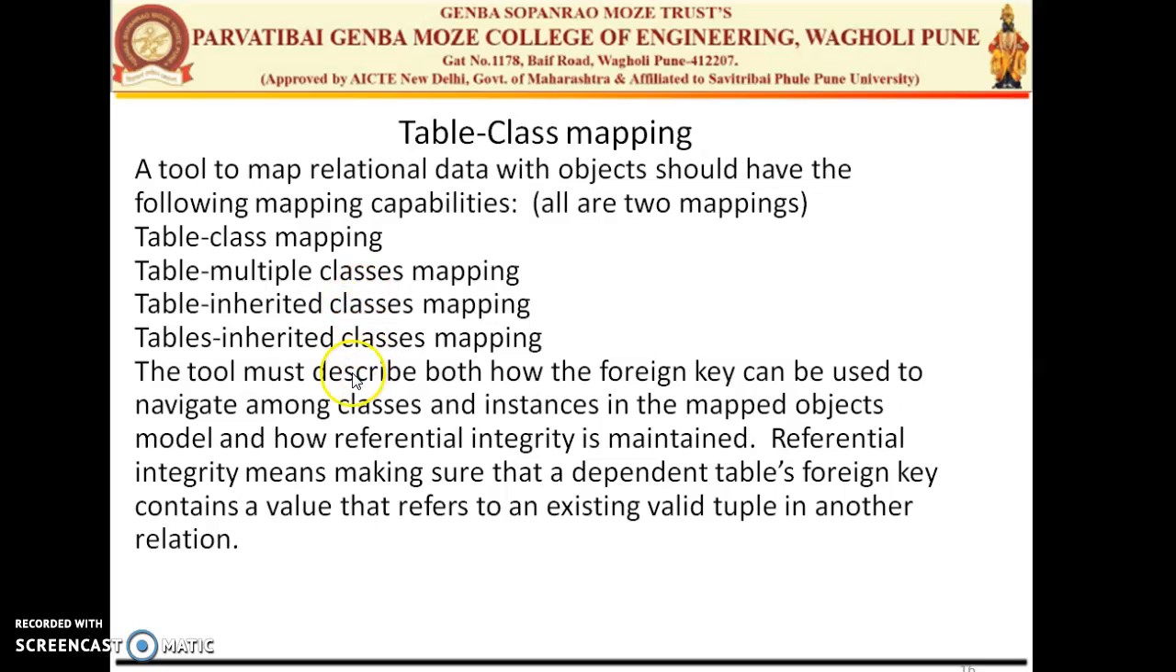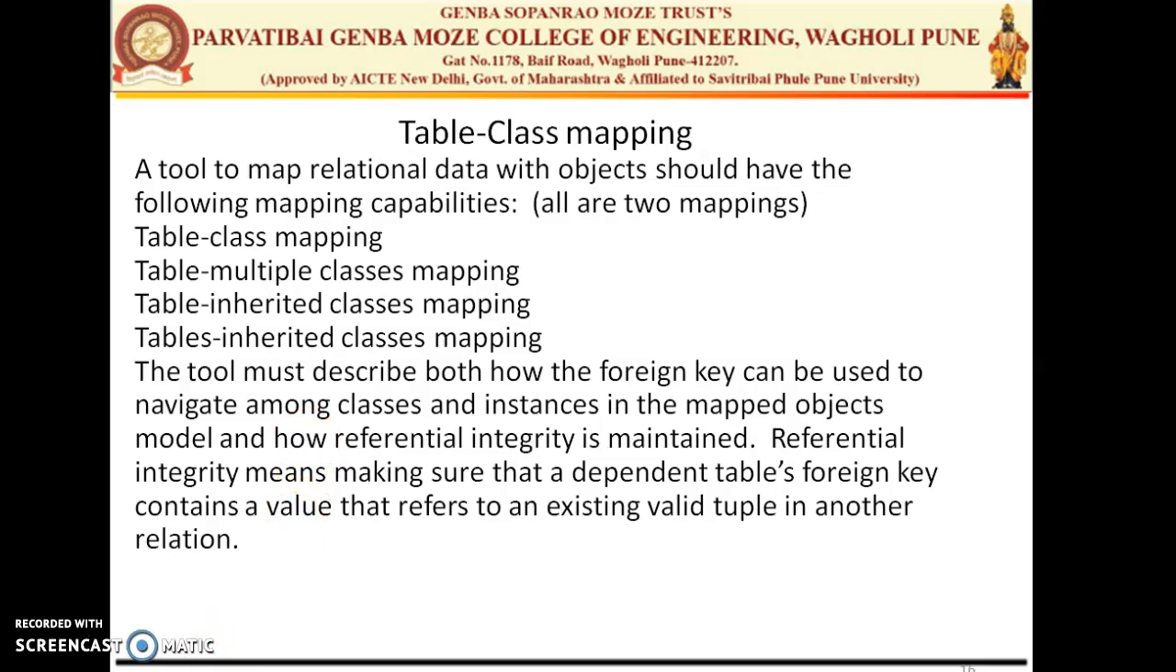This should be available in whichever tool you choose for mapping your relational database with your object-oriented design. The tool must describe how the foreign key can be used to navigate among the classes. So your foreign key should be moved from one class to another, and the instance is mapped in the object model. Referential integrity is also maintained while you are mapping your relational database with your classes. So another important point is referential integrity, which should be maintained in the tool that we are using for mapping the relational data with the objects.